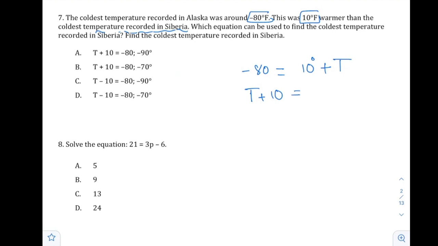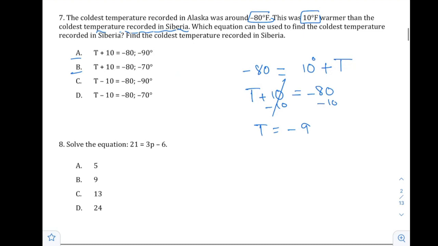T plus 10 is equal to negative 80. So in this case, A could be one of the possible solutions, or B, as you see, A, B. But now we need to solve it, so we can subtract 10 from both sides. So t is negative 90.